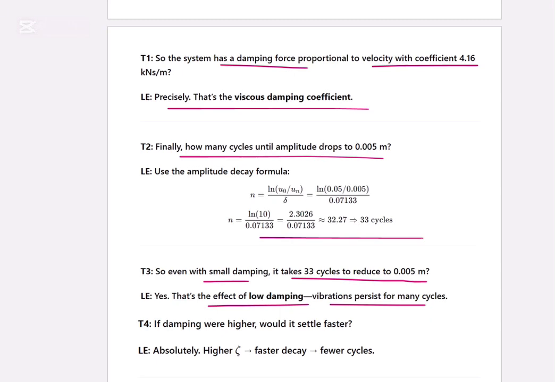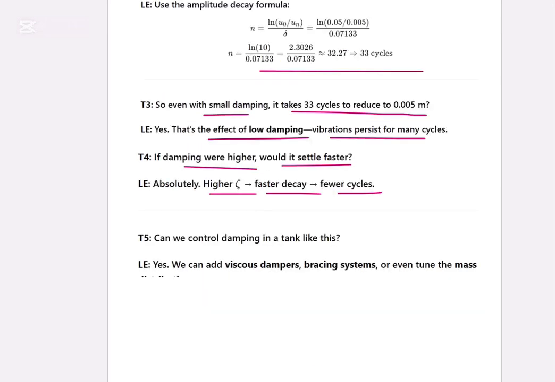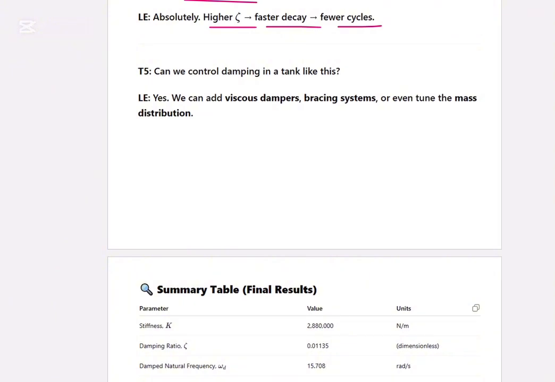Vibration persists for many cycles. So if the damping is very small, vibration is going to persist for long. If the damping is high, the vibration dies out quickly. If the damping were higher, would it settle faster? Yes, of course. Higher damping ratio, faster decay, fewer cycles. Can we control damping in a water tank like this? Yes, we can add some dampers.